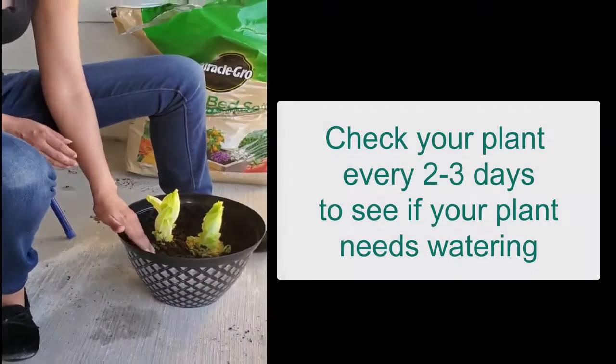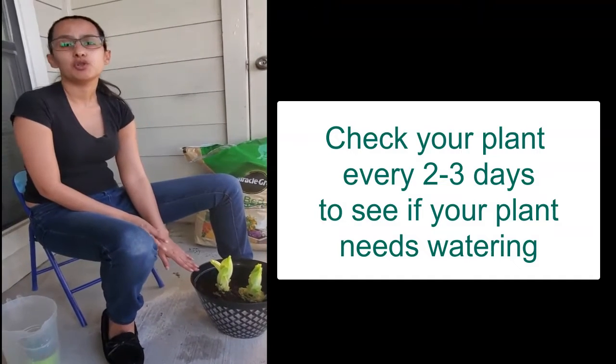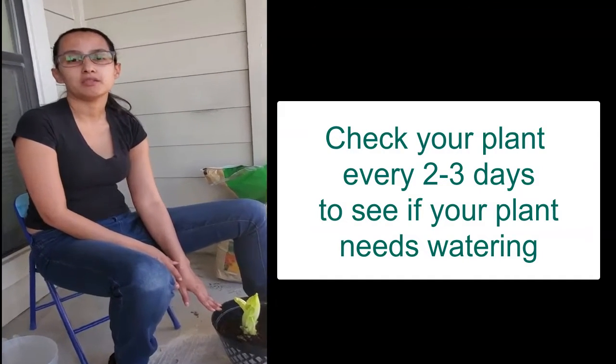You will be checking your plant every 2 to 3 days to check on the soil to see if it's still moist or if it has dried. If it has dried, I do recommend that you add more water in order to keep your lettuce growing. If it still continues to be moist, please do not add any more, as you will kill it if you overwater it.